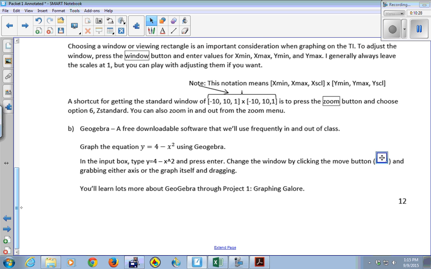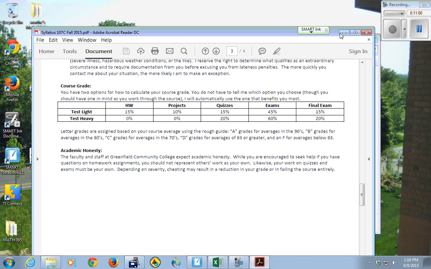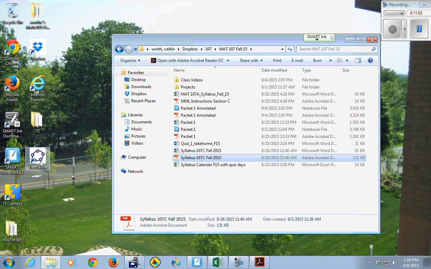All right, so now for a little GeoGebra demonstration. You can just put the calculators aside for a moment. We'll use them again in a few minutes. So GeoGebra is a free downloadable software that we'll use frequently in and out of class. I will do demonstrations with it in class, and I might ask you to do some things with it outside of class, particularly on projects. So let's get this open. So I've got a GeoGebra icon right here. If you don't have it downloaded yet, it's just geogebra.org, and you download the software. It's free.